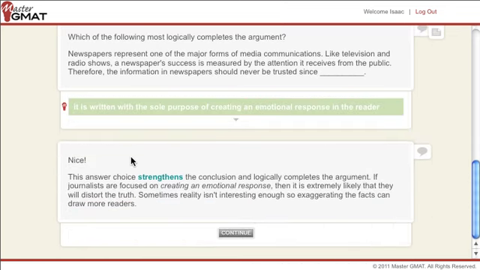Click on that, and you get a nice little explanation as to why it's correct. And that's it. That's how we get through a complete the argument question in critical reasoning. Not too bad, right? Okay, so until then, happy studying and see you.